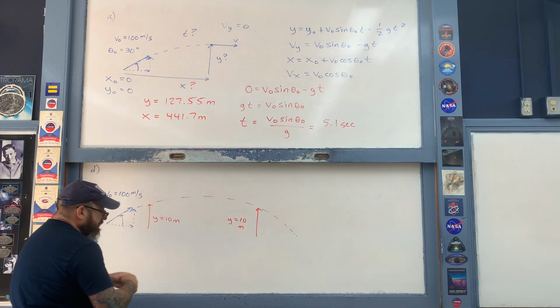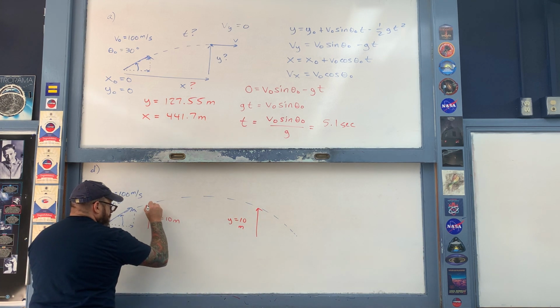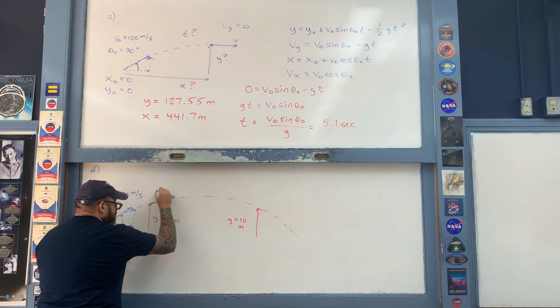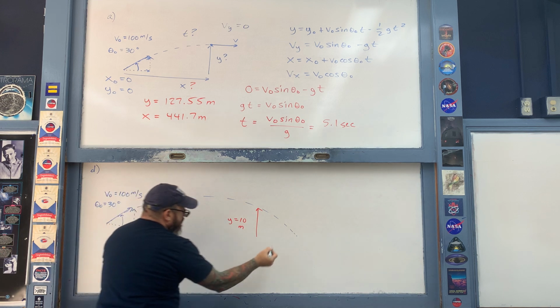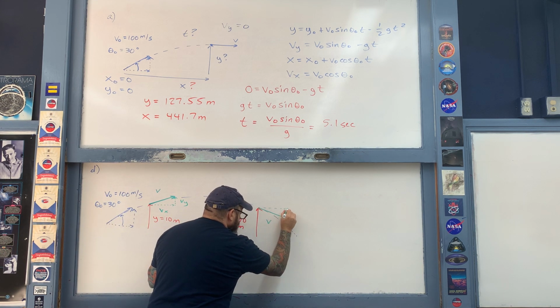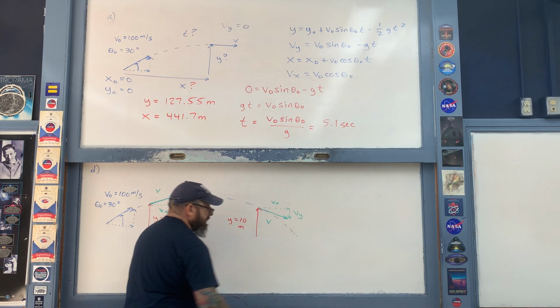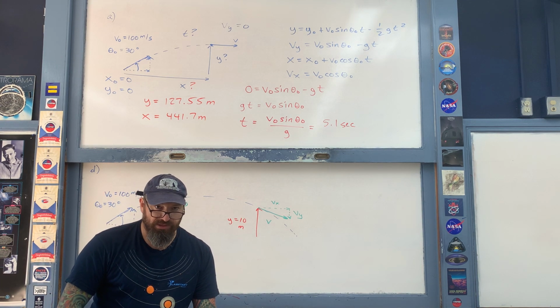Now we're also asked to take a look at some details of the velocity vectors at these heights, or at this height rather. Right here, the velocity vector v is going to look like so, with its x component and its y component. And then here on the way down, here's the velocity vector v like so, with its x component and its y component.